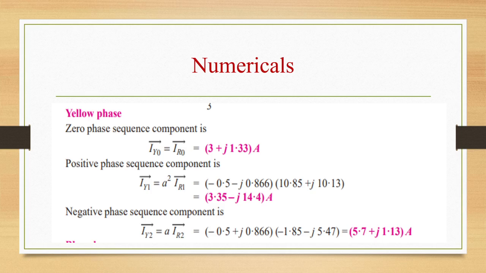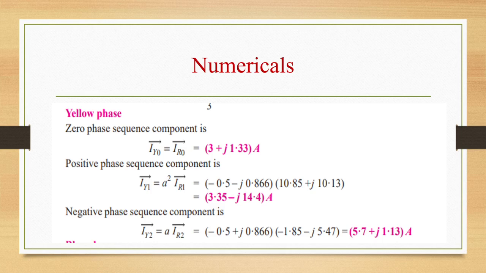Again in Y phase, the zero phase sequence component IY0 is IR0, that is 3 plus J1.33 amps, and the positive phase sequence component IY1 is equal to A square IR1. Substitute A square value and IR1 value. Convert the rectangular to polar and multiply it. Then convert back to rectangular. So its value is 3.35 minus J14.4 amperes.